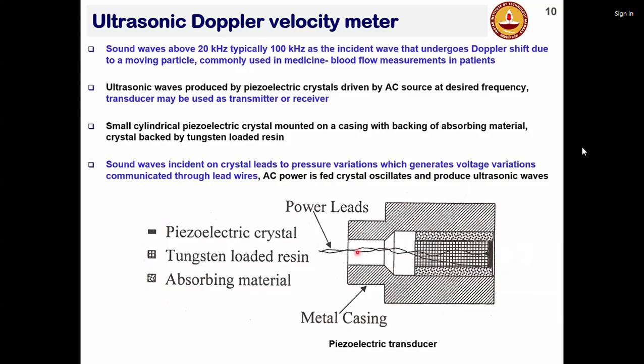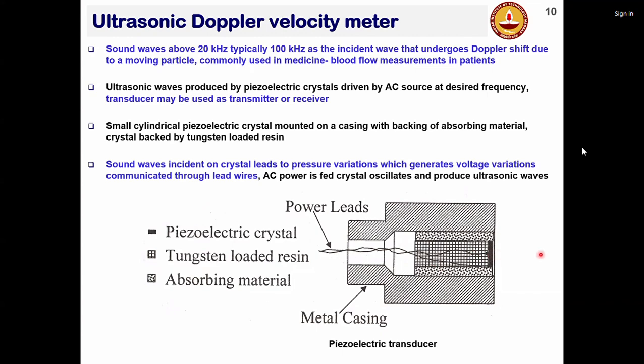Inside, the cross section is this. The piezoelectric material is packed by a tungsten-loaded resin. The purpose of this resin is that it insulates against any leakage of energy towards the left, which means most of the energy is directed towards the right. Further, the energy that is leaking is attenuated by this absorbing material here. So only the energy is going in this direction. This arrangement, having the loaded resin and the absorbing material, gives directionality to the incident wave.